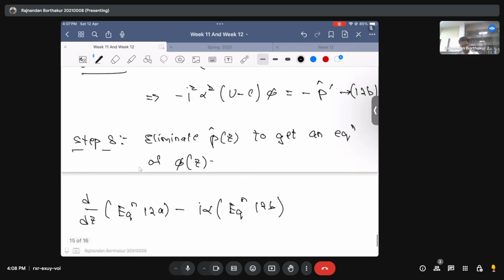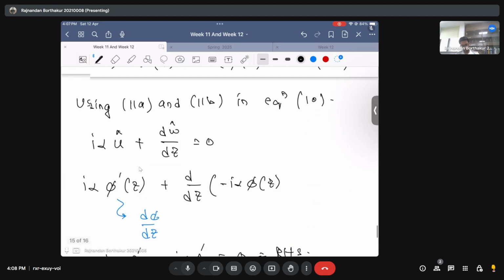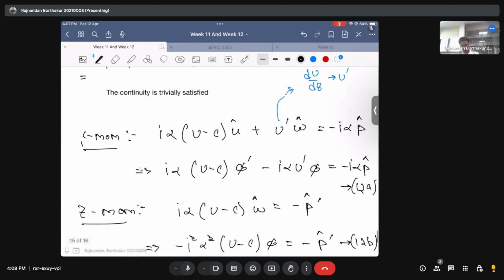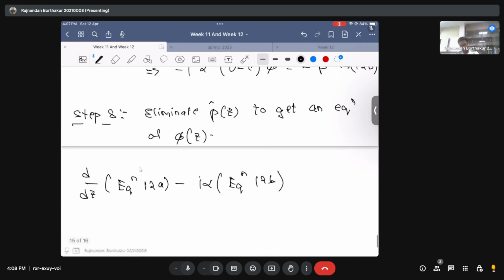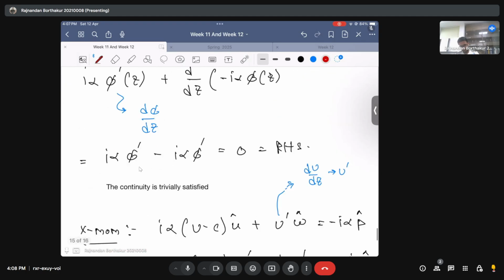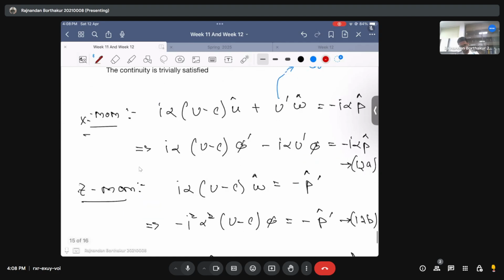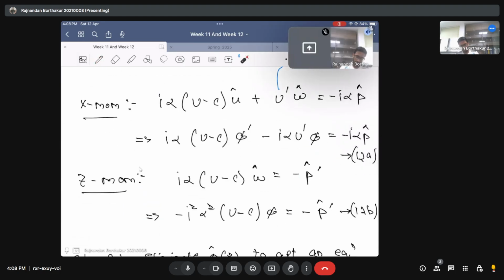If you do this, let's see what you will get. If you differentiate the x momentum equation with respect to z, let's see what we get. So we just need to differentiate this equation with respect to z. It will be what?